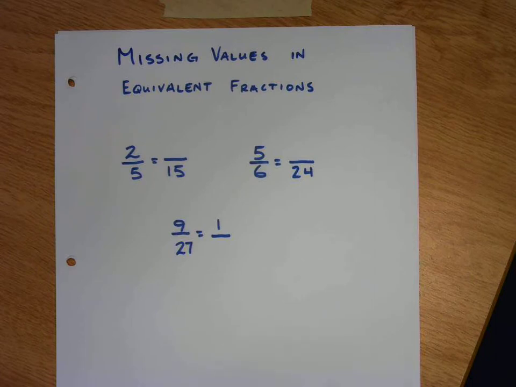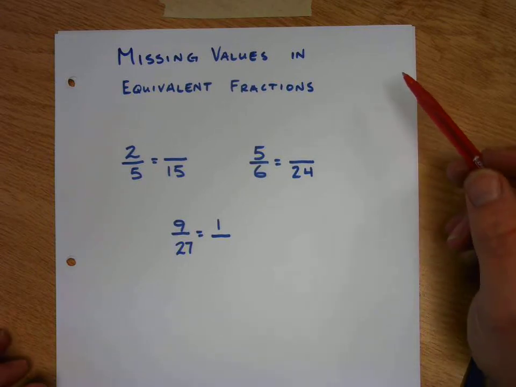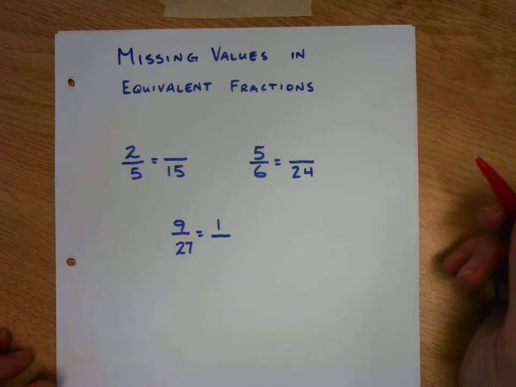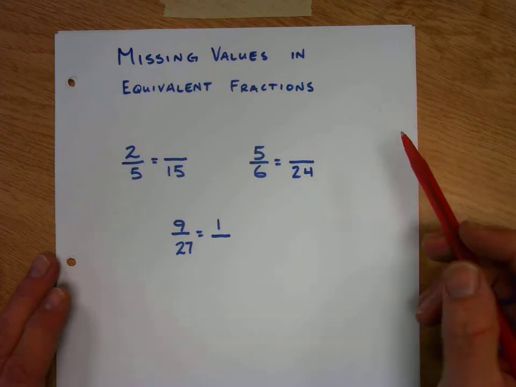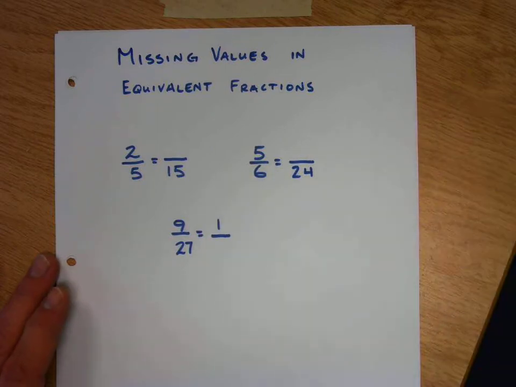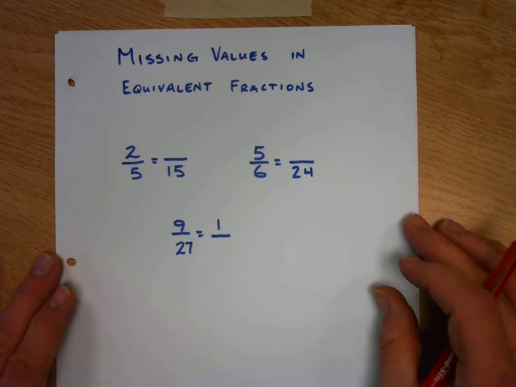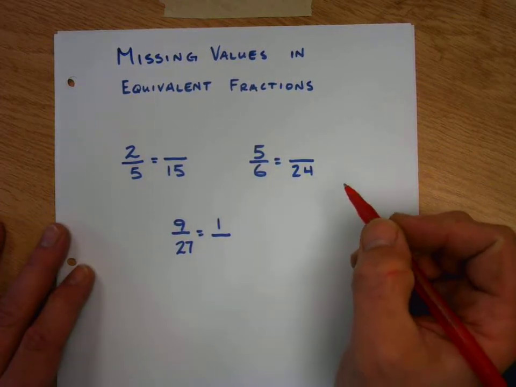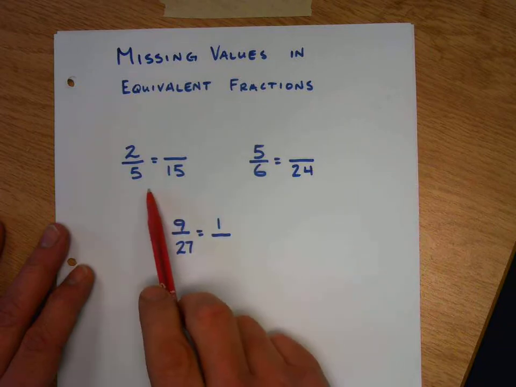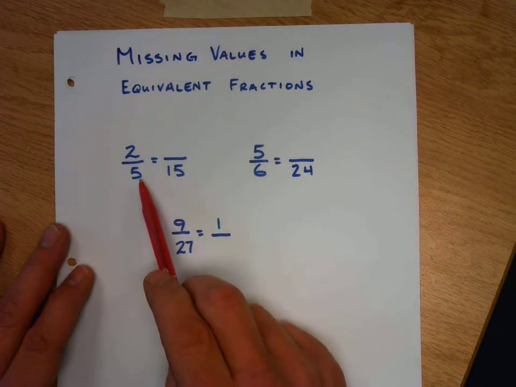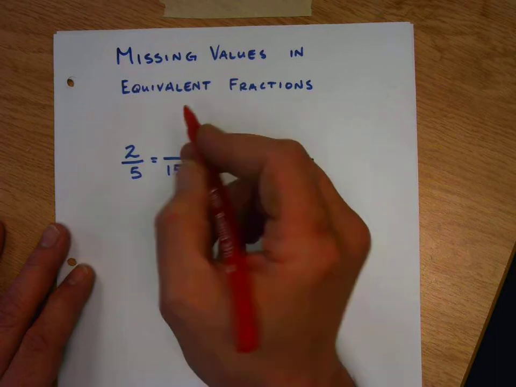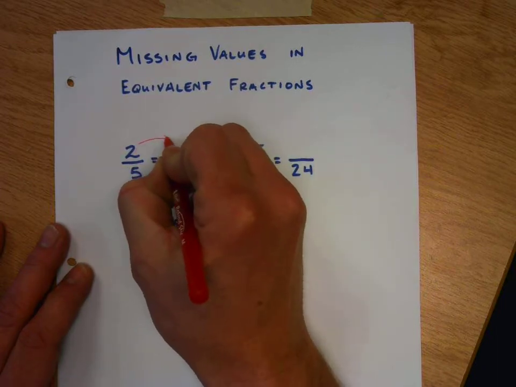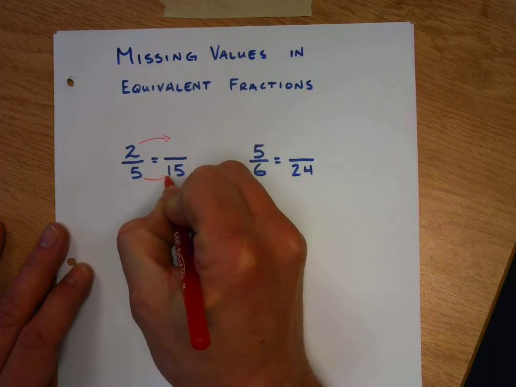So for the first objective, we're going to look at missing values in equivalent fractions. As you can see, one of the values in the equivalent fraction pairs is missing, and as we talked about in class, what we want to do is travel towards the unknown value. So if we look at the first pair, we have 2/5 is equal to something over 15. So we need to be traveling in this direction to find the unknown value.